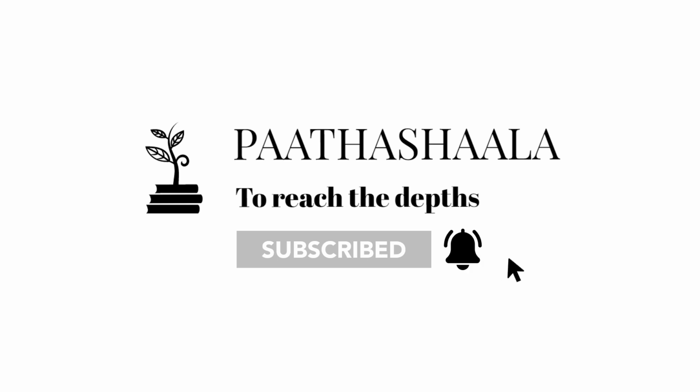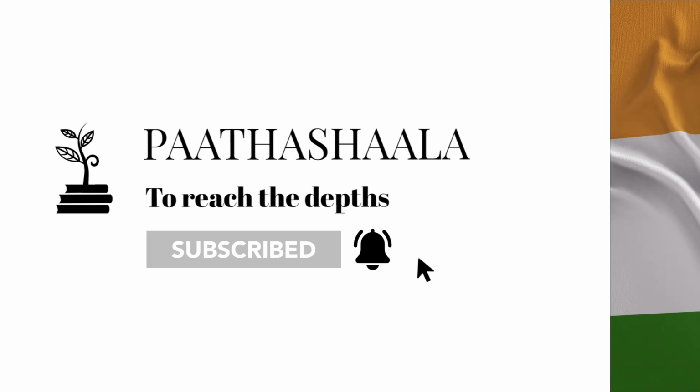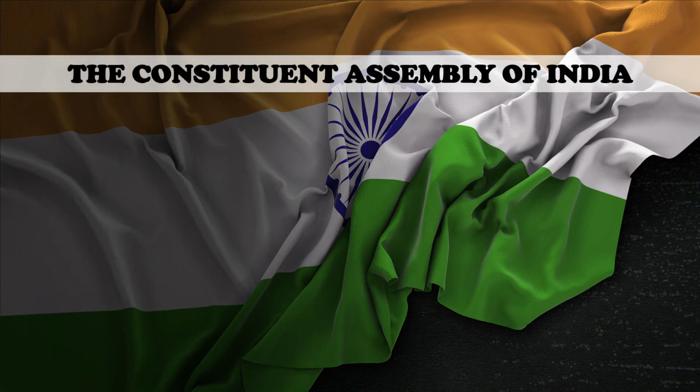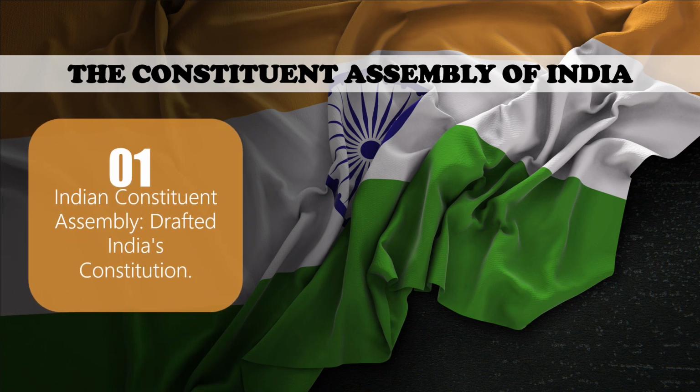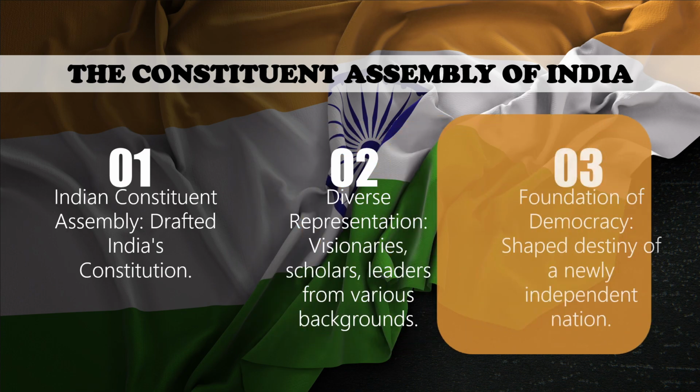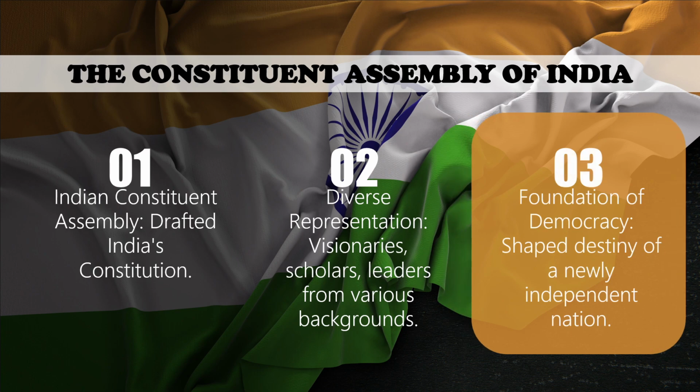Let's dive into today's lesson. The Constituent Assembly of India holds a unique and pivotal place in the country's history. It was the body responsible for drafting the Indian Constitution, which would lay the foundation for the world's largest democracy. This assembly was comprised of visionaries, scholars, leaders, and representatives from diverse backgrounds who came together to shape the destiny of a newly independent nation.